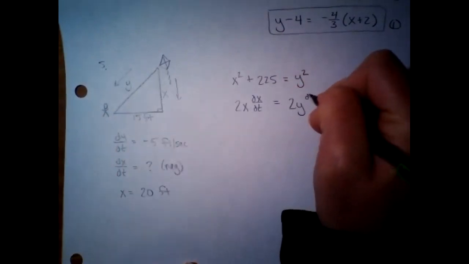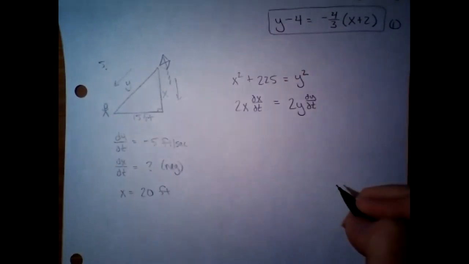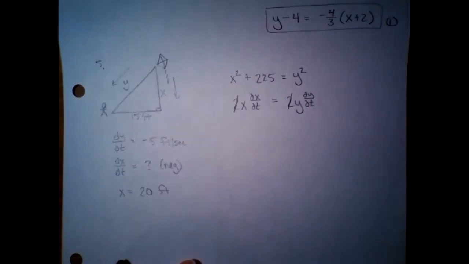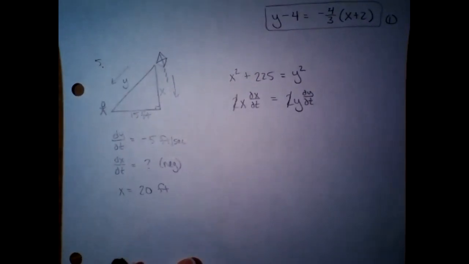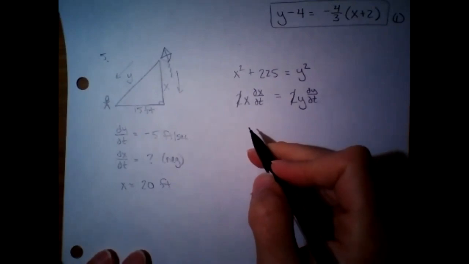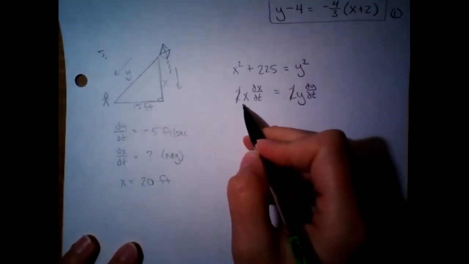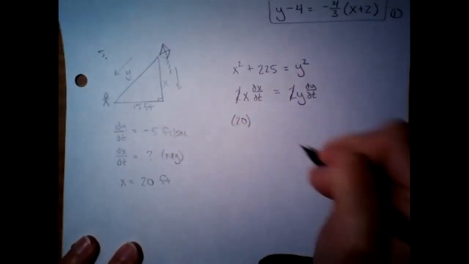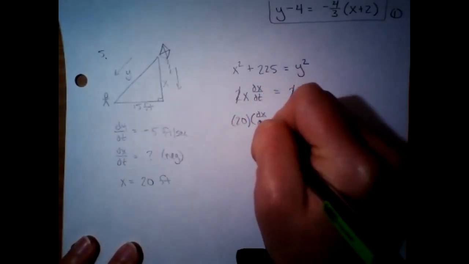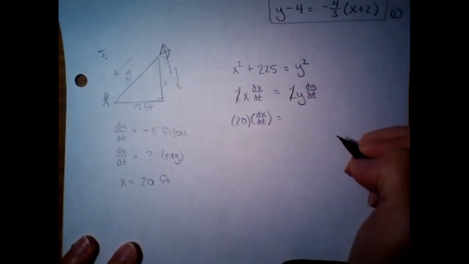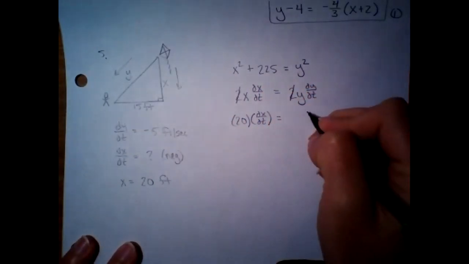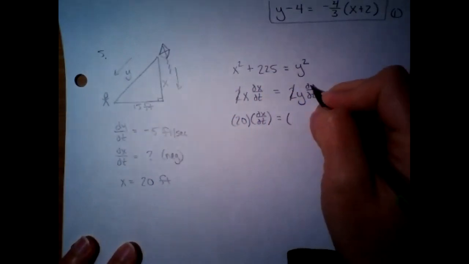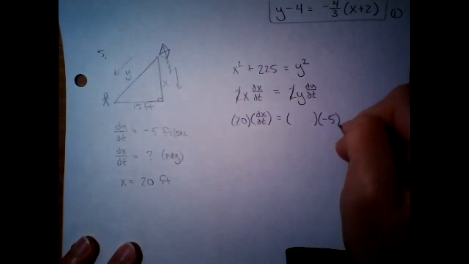And then equals 2y dy/dt. And you don't have to cancel out the 2's, but we can divide by 2 on both sides. That'll make those drop out. That makes it a little bit more simplified. And then we can just start plugging things in. So x is 20. And dx/dt is what we're looking for, so I'm going to leave that in there. And then y, I do not have y, so we're going to have to come back to that. And dy/dt is -5.